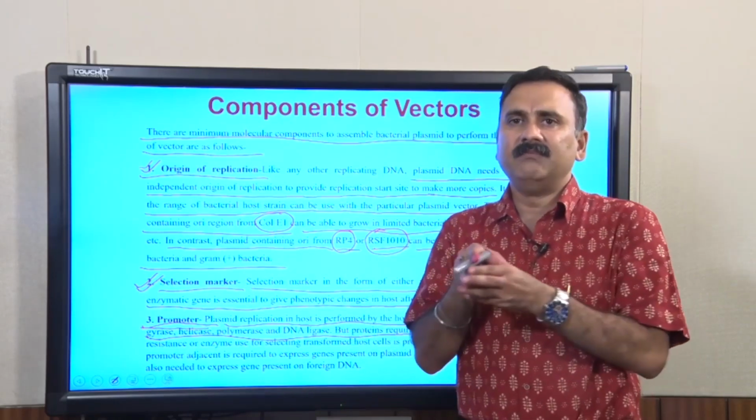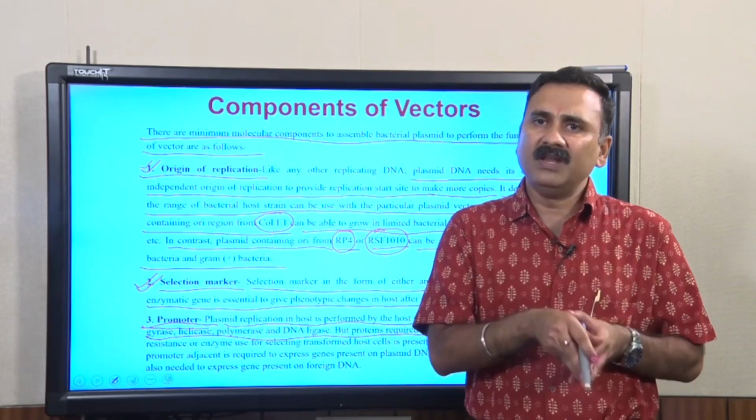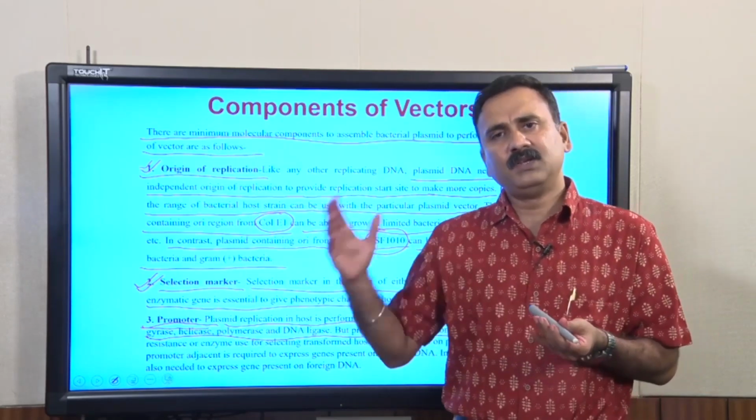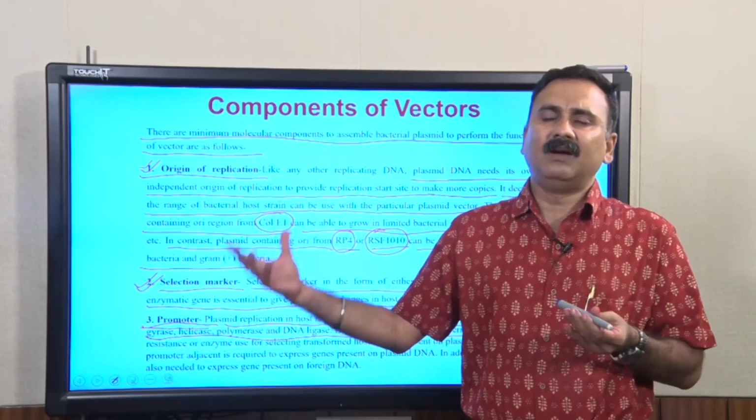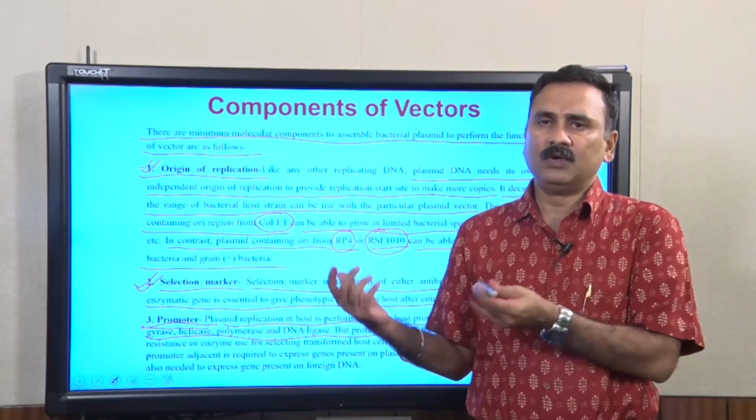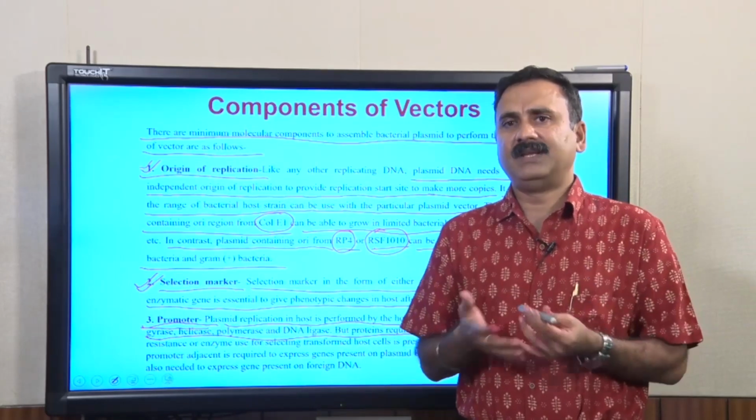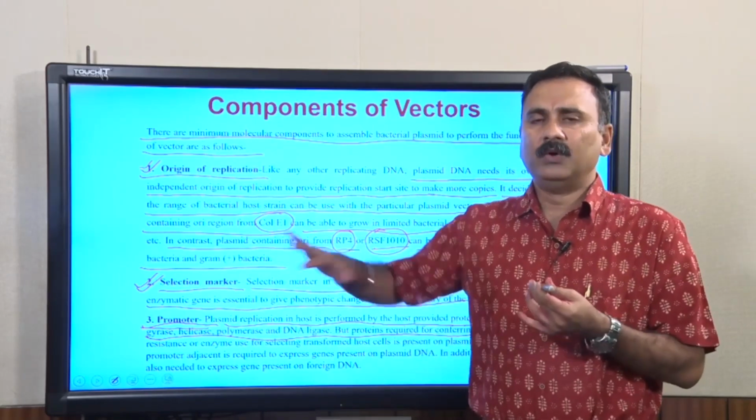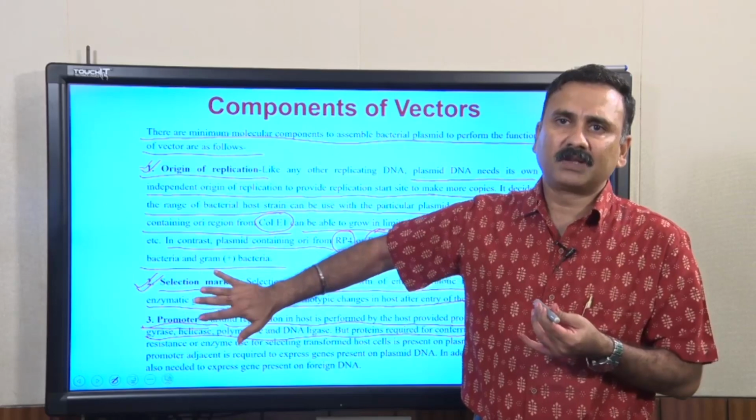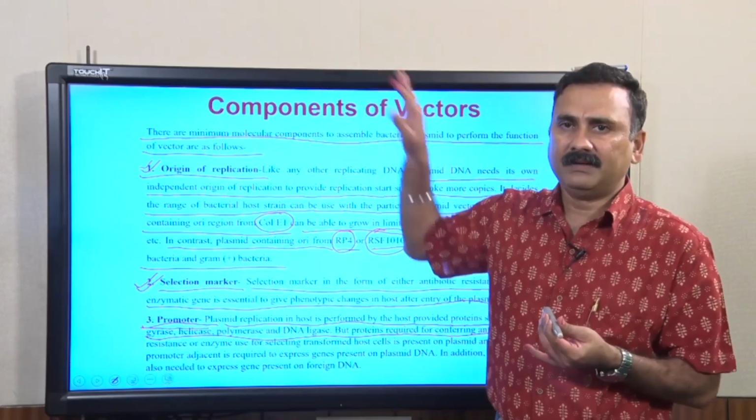whereas the promoter can be excluded from the vector if you are simply designing a vector for cloning purposes, which means you are just using the vector for carrying the foreign DNA from one host to another host, but your purpose is not to overexpress that particular foreign gene. In those cases, the promoter can be excluded from the vector design.